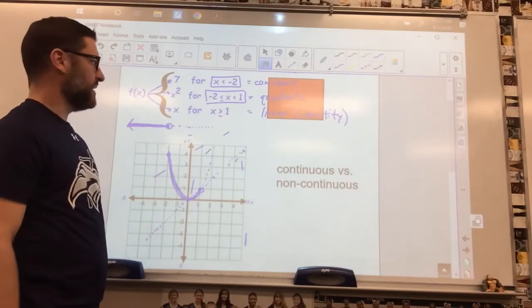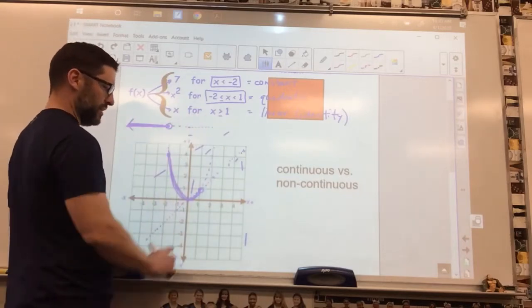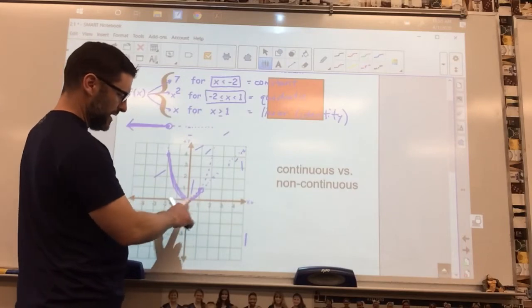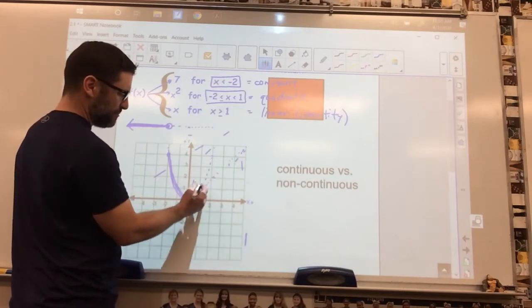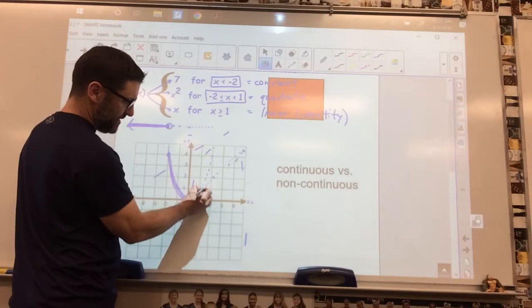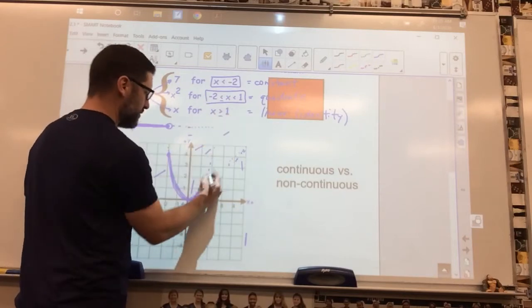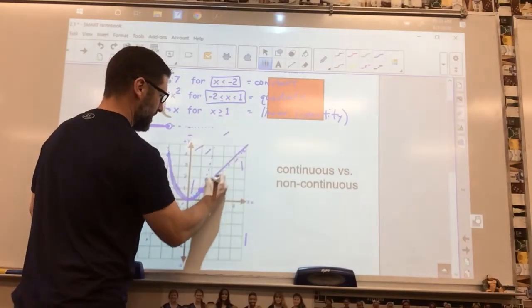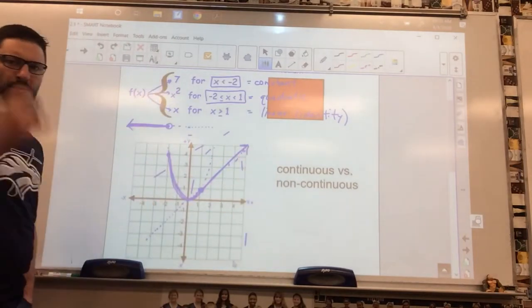And then for that line, I want all values x greater than or equal to 1. So here's 1, and that line does go through that same spot as a parabola. So I'm going to have an open circle and a closed circle, and then it wants everything greater than 1. So I go like that. And that's called a piecewise graph.